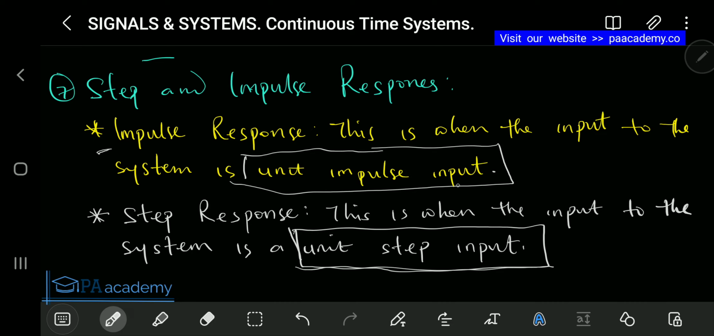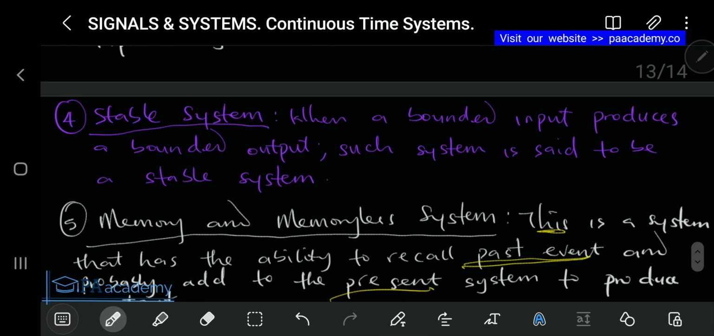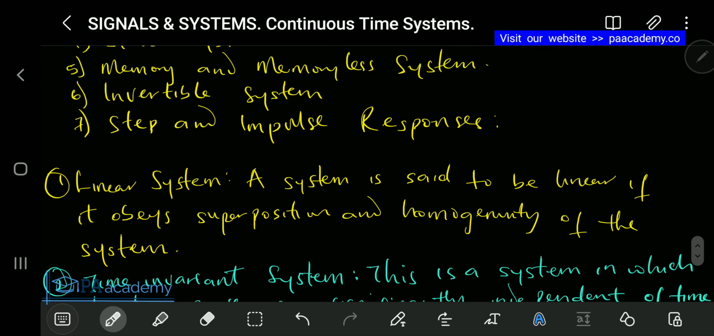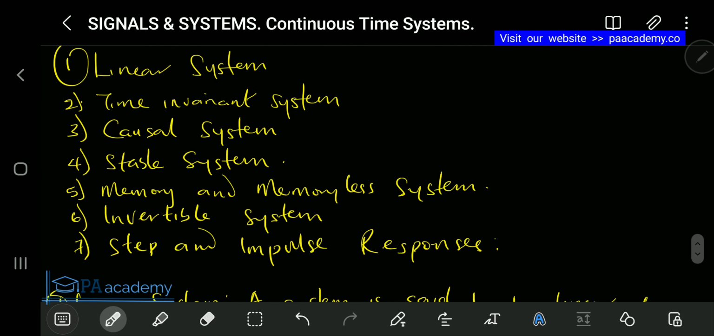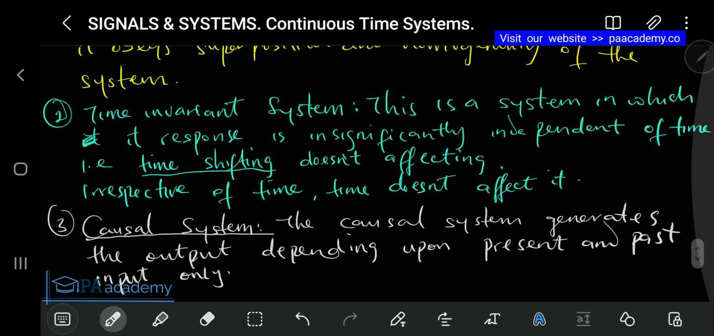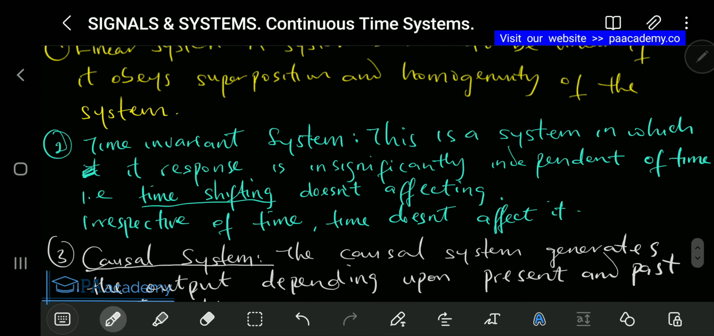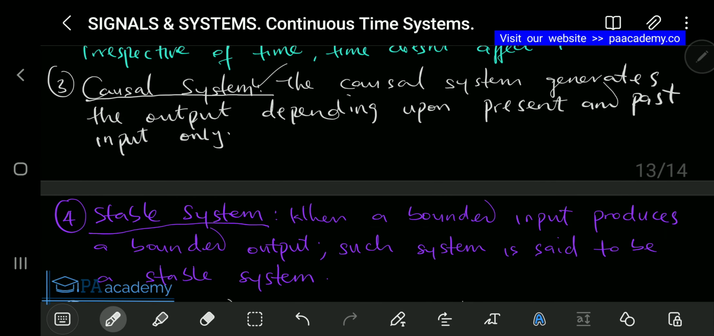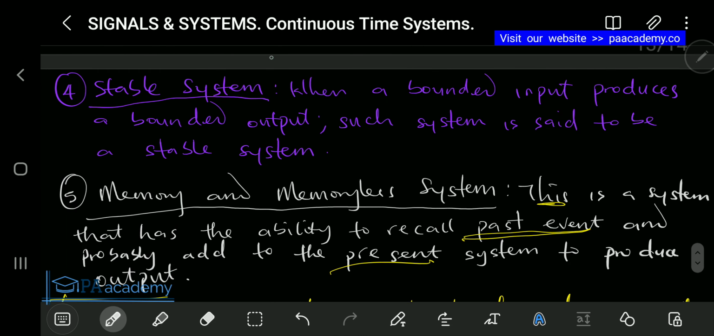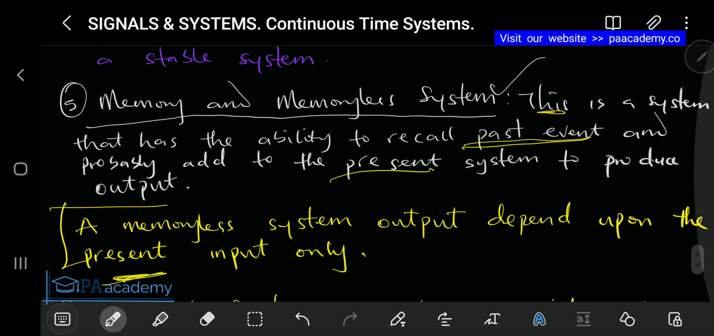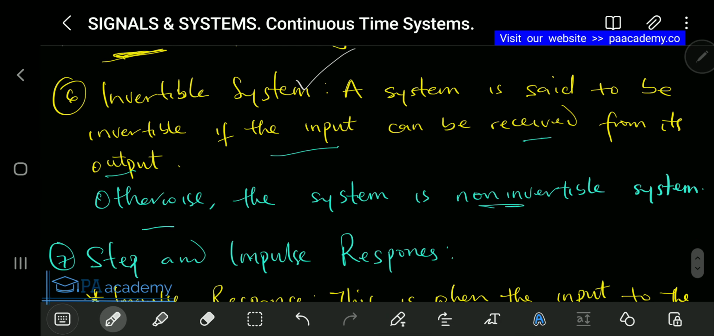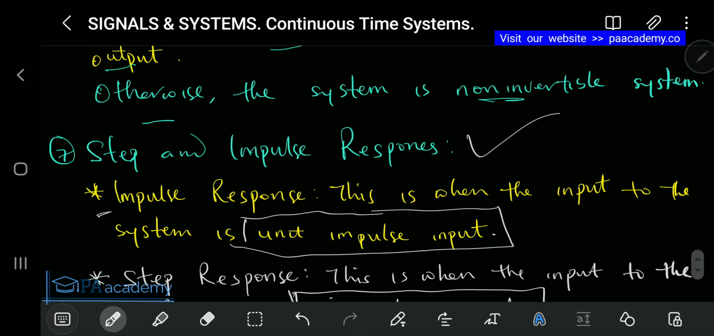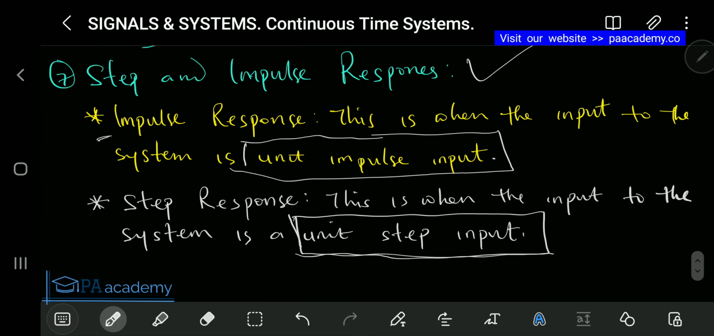I hope you're able to see the difference between the two. Those are the definitions of the 7 continuous time systems that we are going to be looking at in the course of this lecture series. We've looked at the linear system, the time invariant system, the causal system, and the stable system. We've also looked at the memory and memoryless system, the invertible system, and the step and impulse response. That's it, and we are going to continue in the next video.